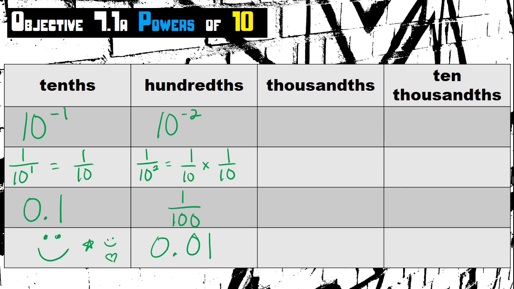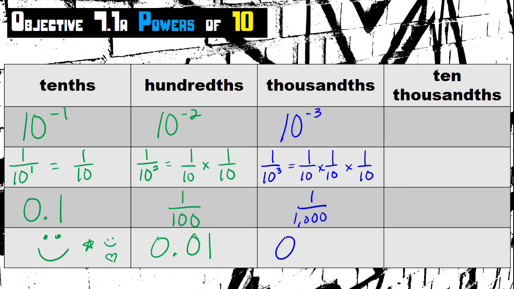So what about the thousandths? For the thousandths, we're going to write this as 10 to the negative third power. If we write this as a fraction, it'll be 1 over 10 to the third power. Expanded form is 1/10 times 1/10 times 1/10. And this all equals 1 over 1,000. So I have 3 zeros there, so I have a 3 with my exponent. And our decimal is 0.001.